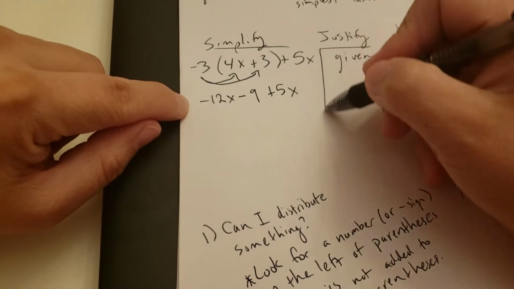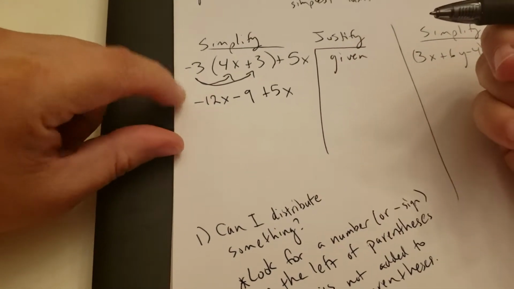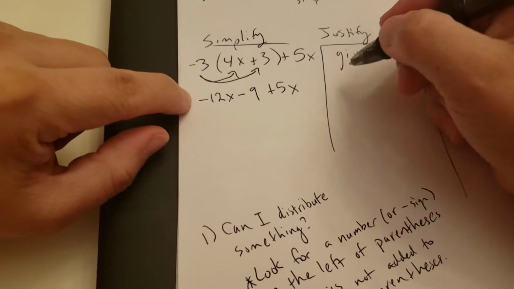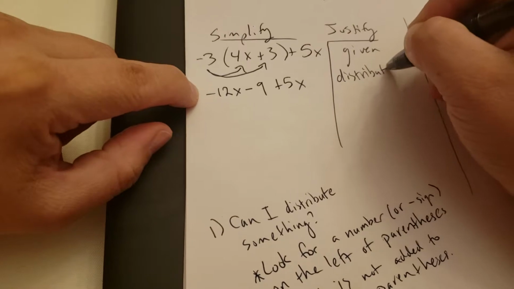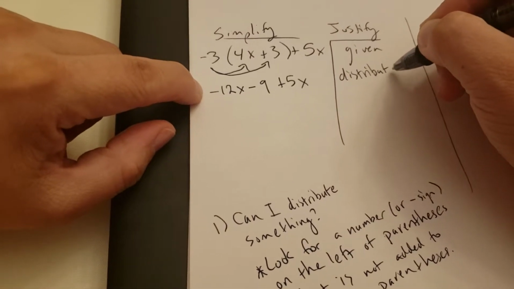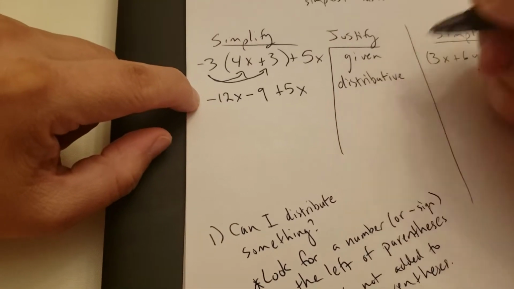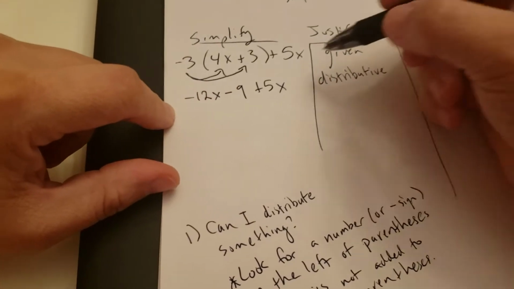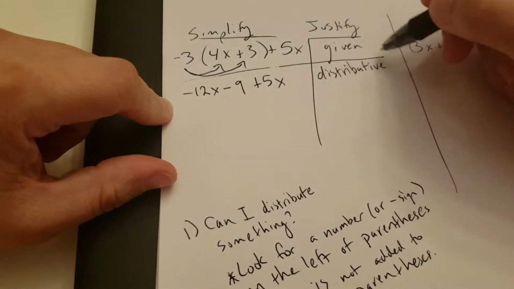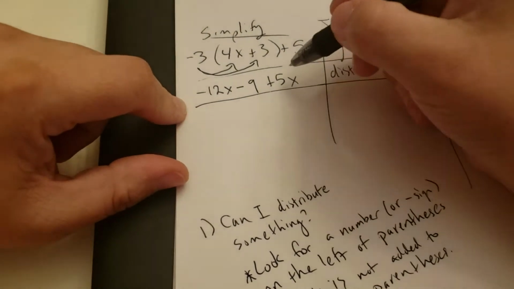And the justify column wants to say what you did. The only thing I did from here to here is I distributed. So I use the distributive property. I'm going to write distributed because that's the property that was used. Now it gives you a lot of lines to use up, and there are a lot of ways you can make things look simpler for you.